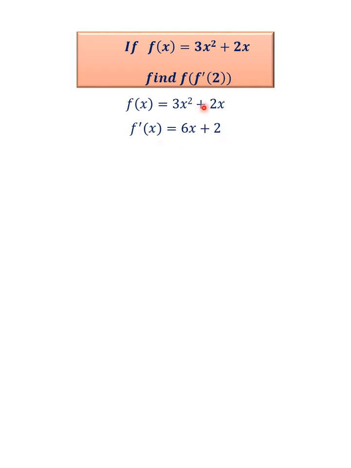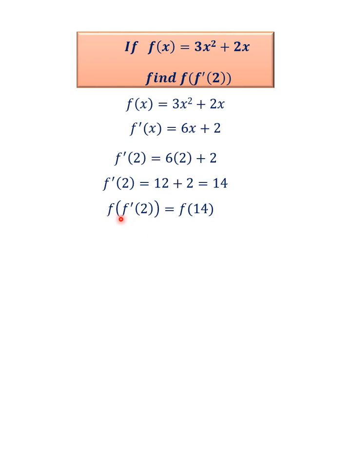What it means is that if we want to find f prime of 2, we simply put 2 in the place of x in f prime of x. So let's put 2 in the place of x, which is 6 times 2 plus 2. So f prime of 2 will be equal to 12, because 2 times 6 is 12, plus 2, and that is 14. What it means is that we can replace the inner bracket with 14 and we'll be left with f of 14.